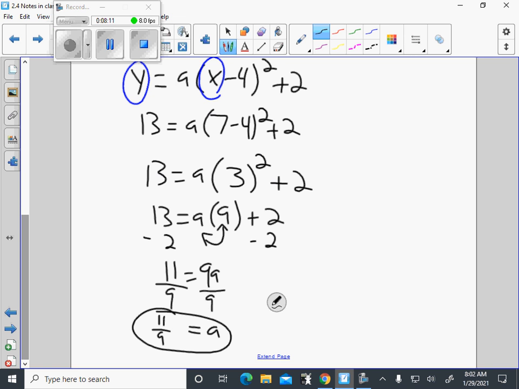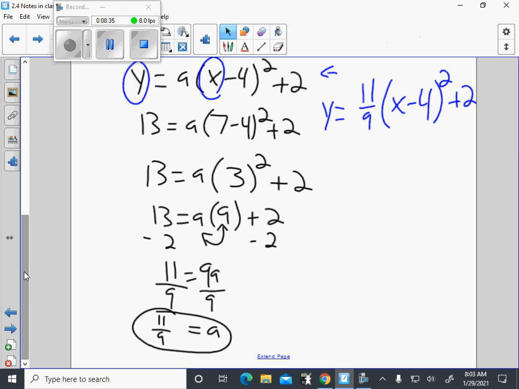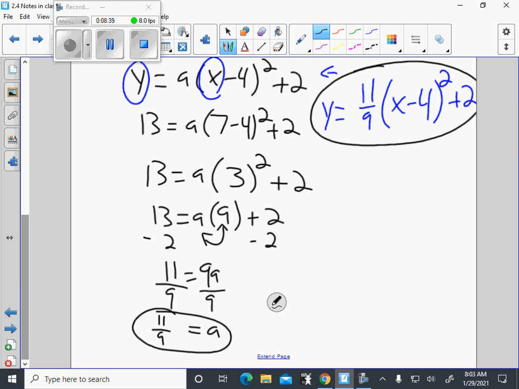Okay, we solved for a. Now, we can put this into our equation. A equals 11 over 9. We can throw that back into this equation. So our final answer should be y equals 11 over 9 times x minus 4 squared plus 2. Here's our final answer.